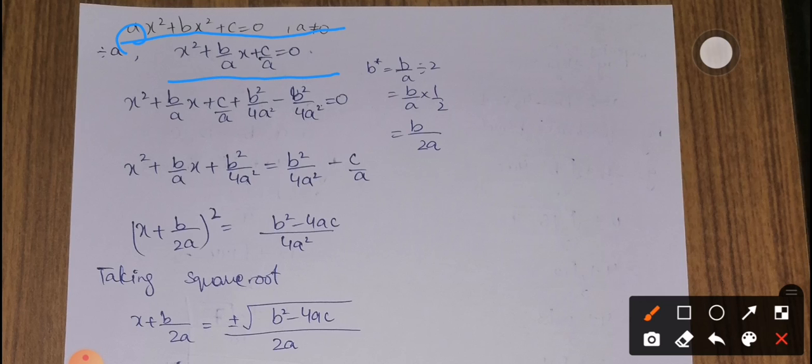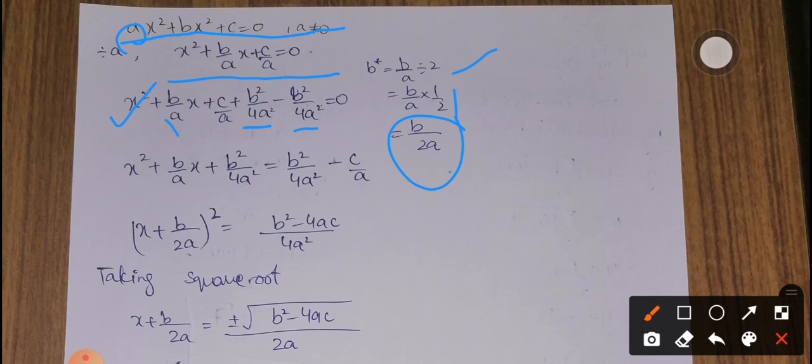Now to find out the value of the second component, or the b, we will divide the coefficient of x by 2. So we are left with b over a divided by 2, that is into 1 by 2, so b over 2a, and we will add and subtract the square of this term, that is b square over 4a square, in the equation.